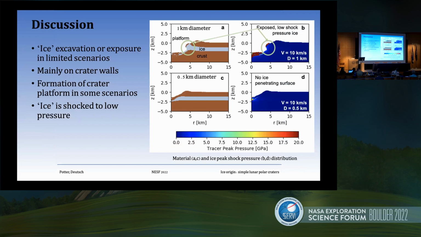What we tend to see over the range of impacts that we looked at was that the ice layer was excavated or exposed in limited scenarios. It was mainly found on the crater walls. And the ice generally seems to be shocked to low pressure, but further work is needed to see what the latent temperatures or pressures for melting and vaporization would be.